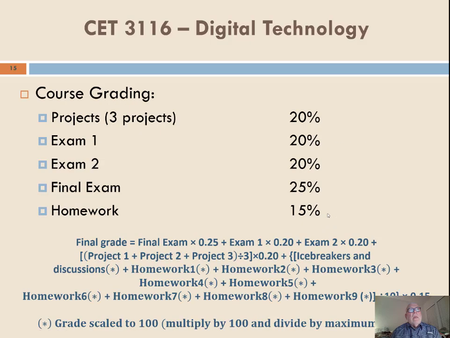Okay, this is the grading. The grading scheme: we have 3 projects, 20%. We have one group project that you will be doing with a group of students. The group is selected randomly, 4 or 5 students, and then you simply get together, plan and perform whatever you need to do as a group.